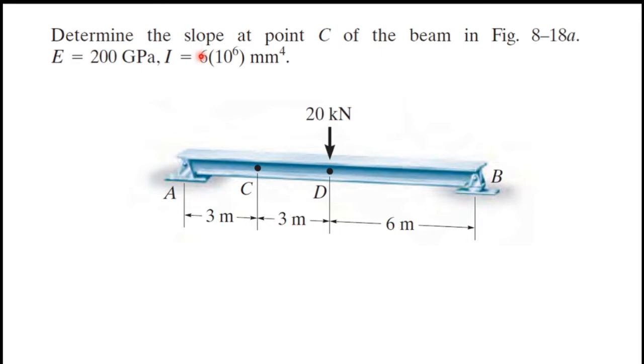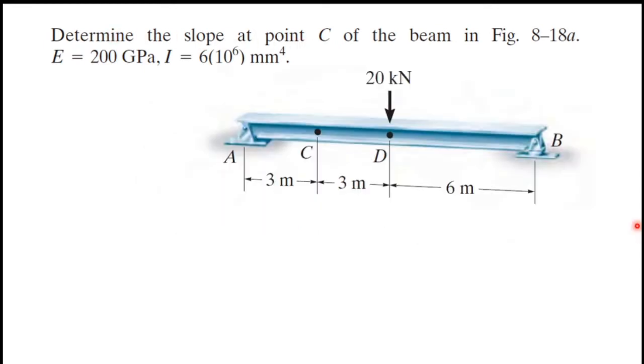Determine the slope at point C of the beam in the figure. E and I are given. A is a pin support and B is a rocker support. At the middle of the beam you can see there is a point load of 20 kilonewton, and all the lengths are given in this figure, and we have to find the slope at this point C.